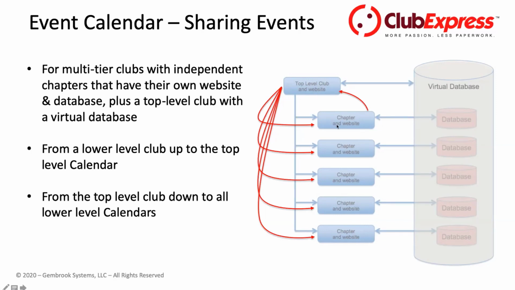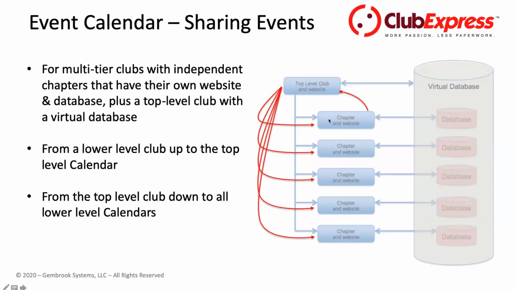So for example, if a chapter is bringing in a guest speaker, perhaps the local congressman, you might want to let all of the other chapters and the district know that this is happening so that they can register for the event as well. Similarly, at the top level, you can define an event, let's say it's a district conference, and you can check an option that says that that event should appear on the calendars for all of the lower level chapters.